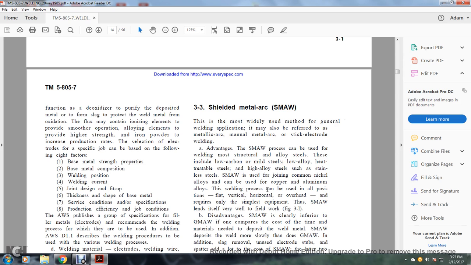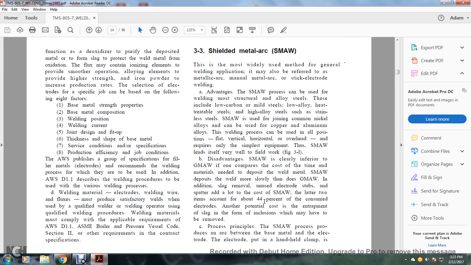The welding process can also be used in all positions: flat, vertical, horizontal, and overhead, and requires only the simplest equipment. Thus, shielded metal arc welding lends itself very well to field work, Figure 3.1. A disadvantage of shielded metal arc welding is that it is clearly inferior to gas metal arc welding when compared with the cost of the time and the materials needed to deposit the weld metal. Shielded metal arc welding deposits weld more slowly than gas metal arc welding. In addition, slag removal and the cleanup of electrode stubs and spatter add a lot to the cost of shielded metal arc welding.